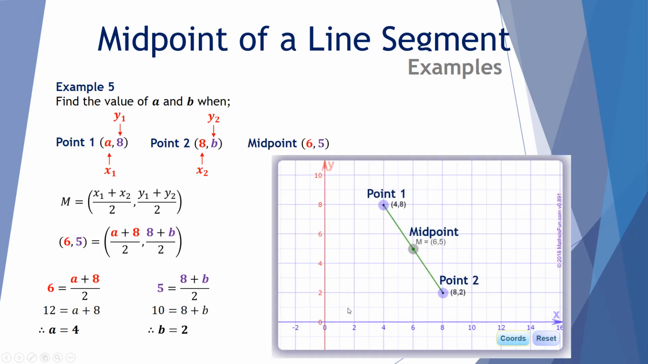So let's just check this. We can see that our midpoint was an x of 6 and a y of 5. Our point number 1 had a value of 8 as the y, and we calculated its x value a to be 4. And then we found with point 2, the x coordinate was 8 and the y coordinate was our unknown value b, which we discovered to be 2. And that fits our graph perfectly.